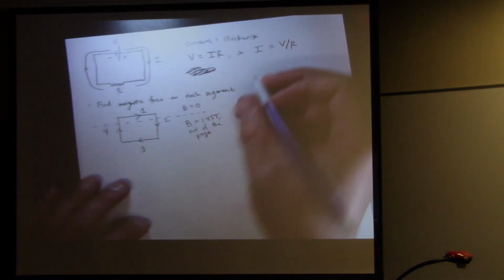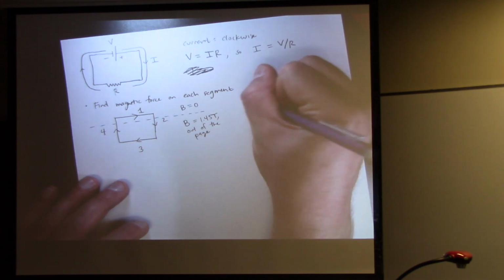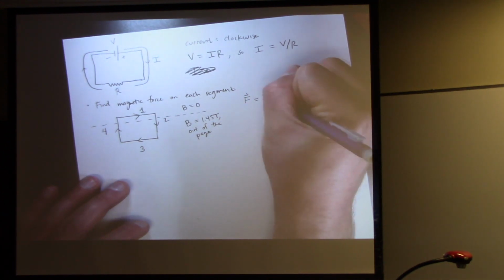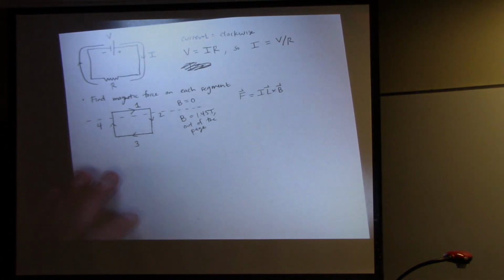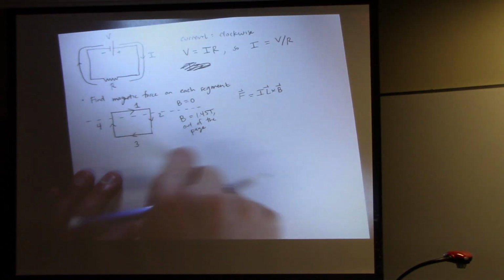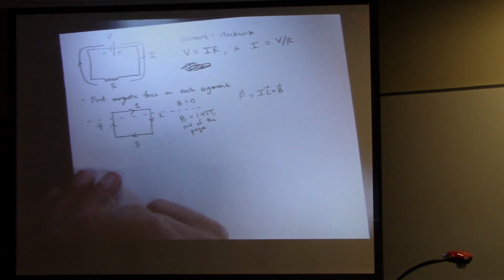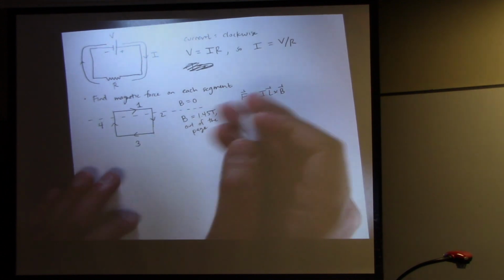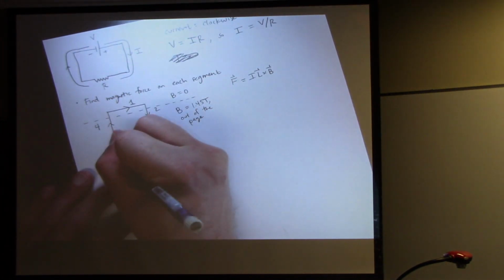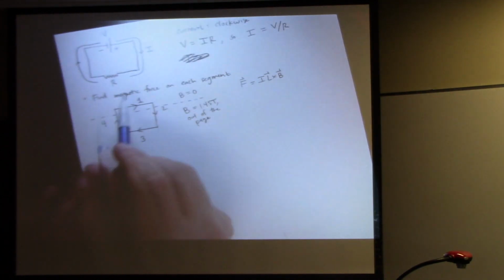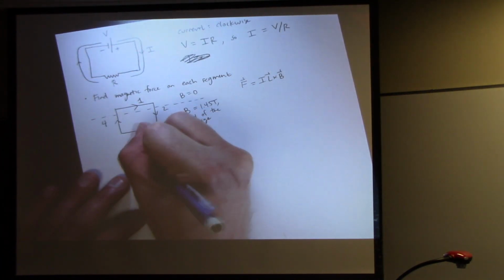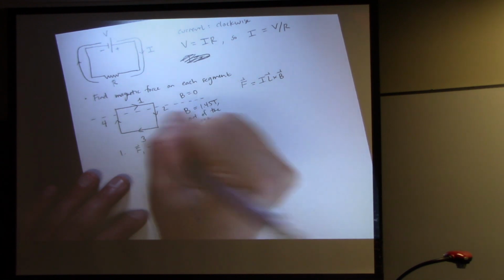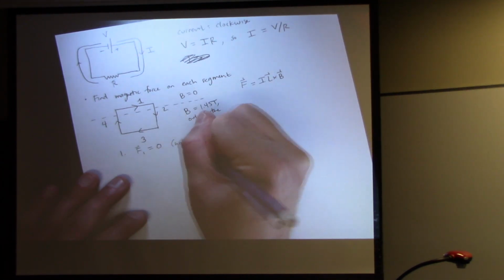Okay, well, we know how this magnetic force works by now. It's given by IL cross B. And so we're just going to analyze each segment of the circuit to figure out what the force is. Okay? So here, let's start with segment number 1. Well, segment number 1 is not even inside of the B field, so the force on segment number 1 is 0. Okay, not in B field.